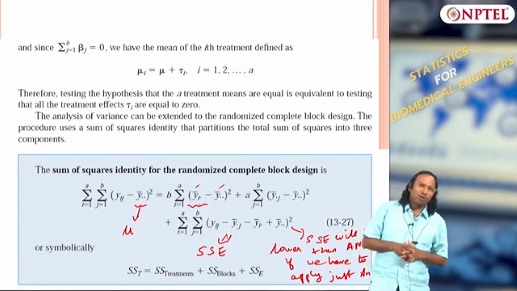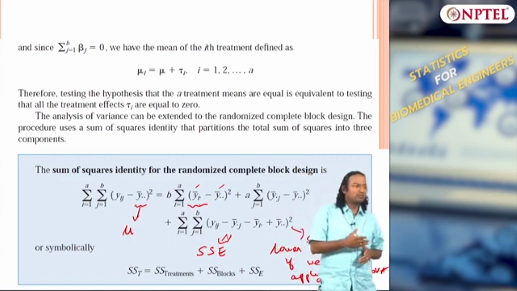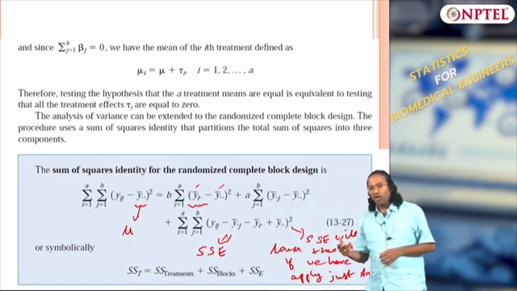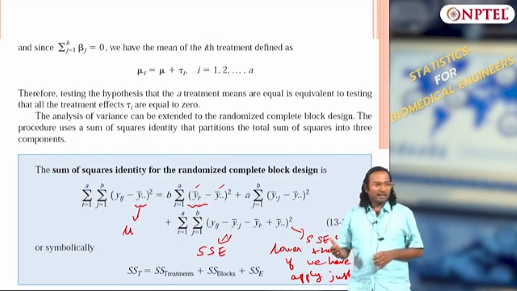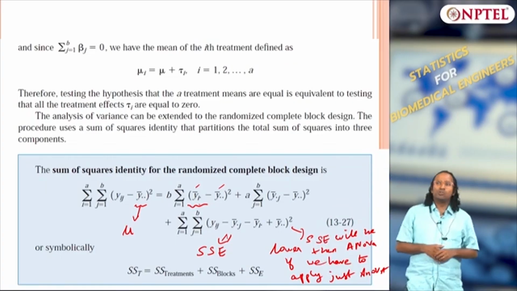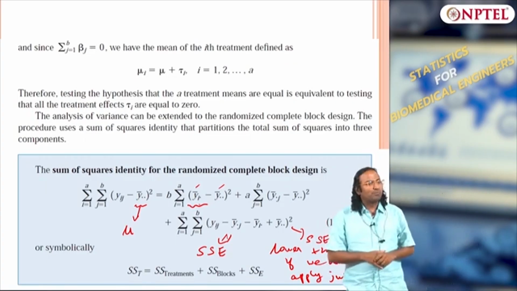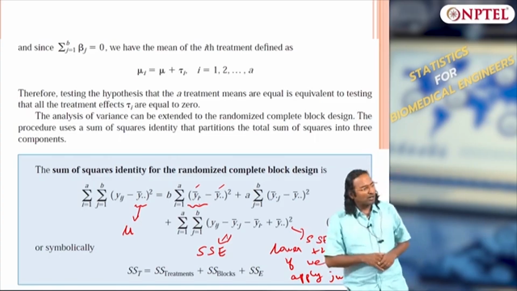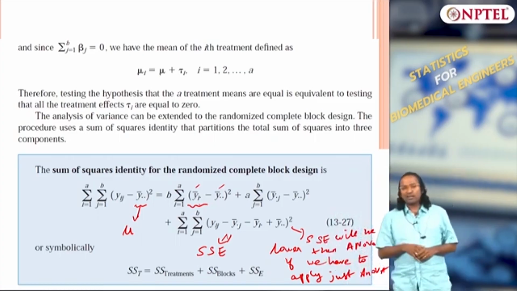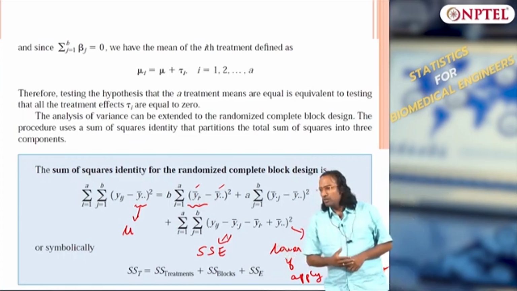The reason behind blocking is that your mean squared error gets reduced, because there are 3 factors now, which are treatment, blocks and errors, right. So your mean square error comes down. Obviously if your mean squared error comes down, the power of your test will improve, because your F test is based on mean square treatment over mean squared error. If your mean squared error comes down, then your power of the test goes higher.